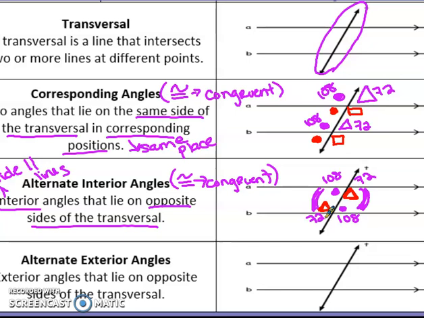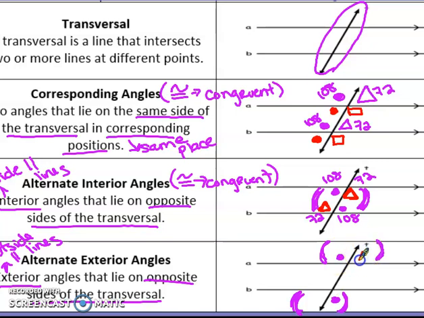Now, alternate exterior is similar, but same idea. Exterior, instead of interior being inside, exterior is outside the parallel lines and opposite sides of the transversal. So, exterior angles are going to be the top here and the bottom here. Those are my 4 exterior angles. They're outside my parallel lines A and B. Again, if I start with the top left, my alternate exterior, I need to go to the opposite side of the transversal. So it's going to go to my bottom right. They are opposite sides of my transversal cutting through the lines.